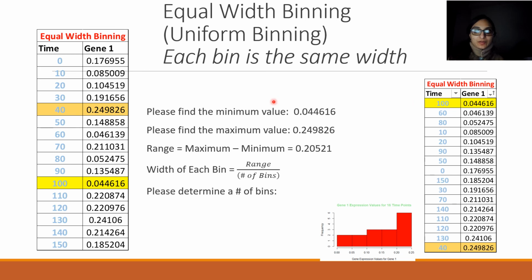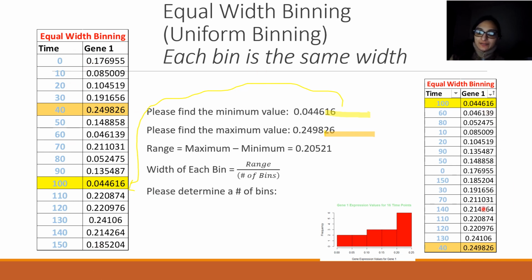In equal width binning, what's important is that we're not starting all at 0 like here. So we're tweaking what this histogram looks like. First things first, we find our minimum value, 0.04, and that's what we find here. We basically scan for the minimum value. Then we also look for our maximum value, which is this value here, 0.24. We scan through it and find the minimum and maximum values.